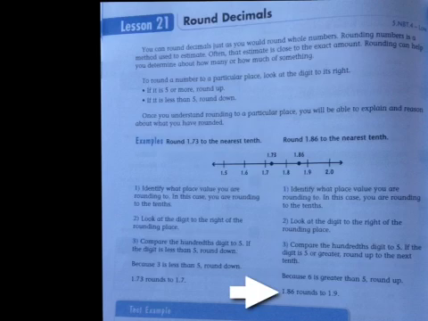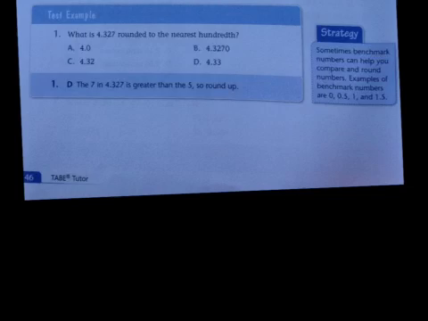So let's look at the test example. It says number 1, what is 4.327 rounded to the nearest hundredth? So first off, what we're going to do, we know where our hundredth place is. So let's look at our hundredth place. So there's the whole number, there's the tenth, and so there's the hundredth. So then we're going to look at the thousandth place. And we're going to say, is this 5 or higher? And so we know the 7 is higher. So we know we are going to round up.